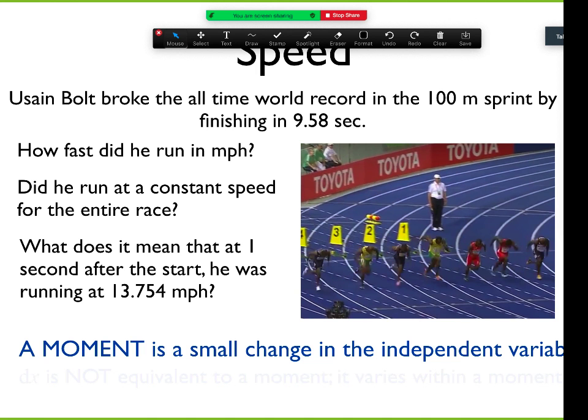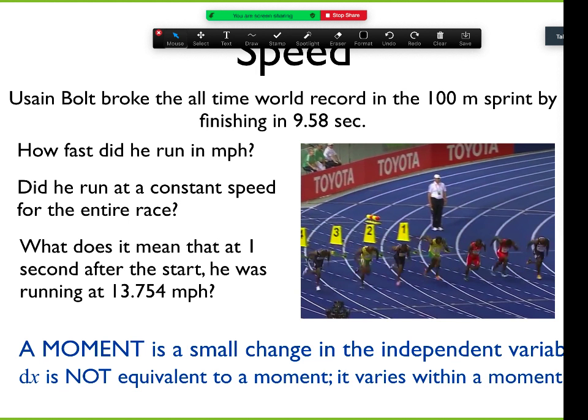So a moment is a small change in the independent variable. Dx is not equivalent to a moment. It varies within the moment. So dx is even a smaller variation than the moment. And any variation of dx within the moment, we can assume will have a constant rate of change with the corresponding dy. Okay, so does this concept of moment versus dx, the difference between moment and dx, make sense? Or does anybody have a question?